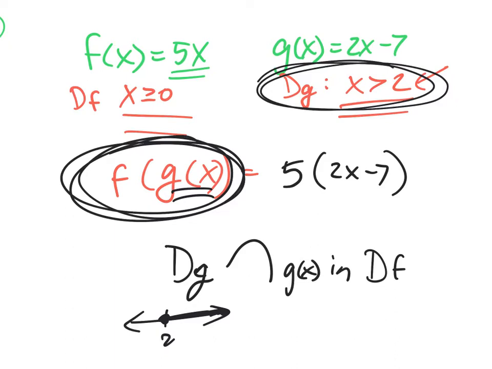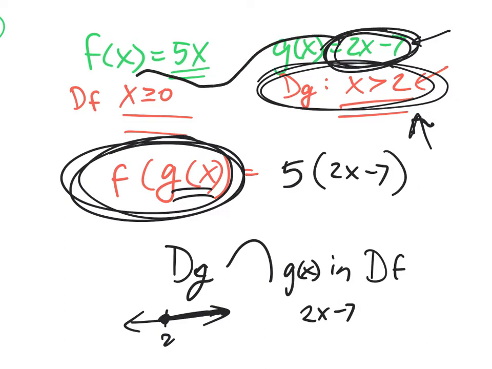Next is g of x. Which one's g of x? Don't say this. That's the domain of g. That's not g of x. G of x is this, which is 2x minus 7. It needs to be put into what? The domain of f, which is over here, and the only place you could put it is in the x. So 2x minus 7 goes in here.